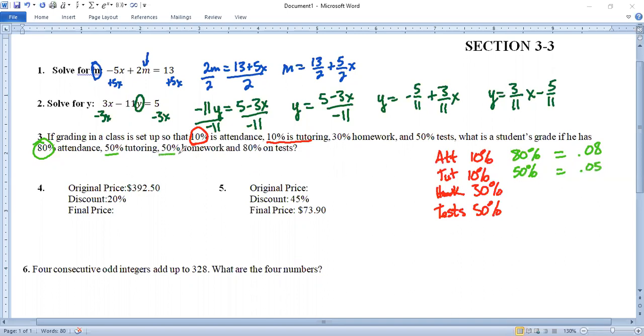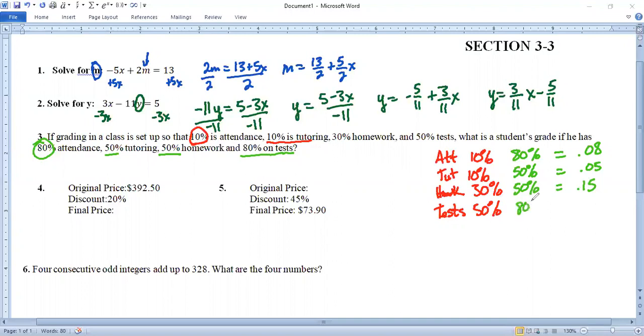Homework, he got, slacker boy, he got 50% on his homework. This is not boding well for him. 50% of 30%, 0.5 times 0.3 is 0.15. So where he could have gotten 30% on his grade from homework, he ended up with 15% because he only did half of it. And then 80% on his tests. So notice he has a B- on his tests, and he attended class quite a bit, but he didn't do tutoring or homework very much.